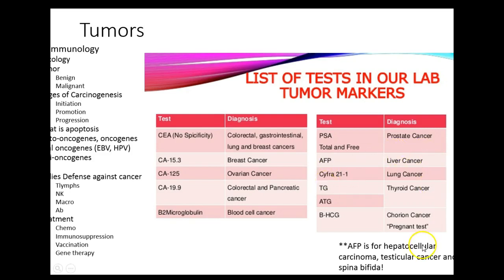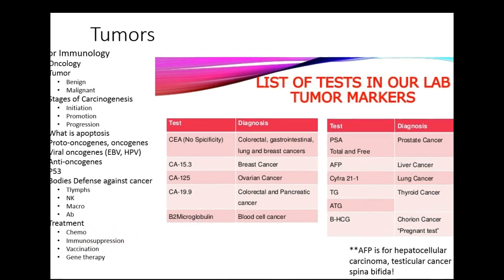Alpha-fetoprotein, liver cancer, like hepatocellular carcinoma, also testicular cancer, and spina bifida. I have a note down here on that. We can use beta-HCG as a pregnancy test, but it can also be used for testicular cancer as well. There's a few other ones on here that just happen to be in this chart that aren't really mentioned much in your book, so I'm not going to talk about them too much. But the ones that I just mentioned are of importance.